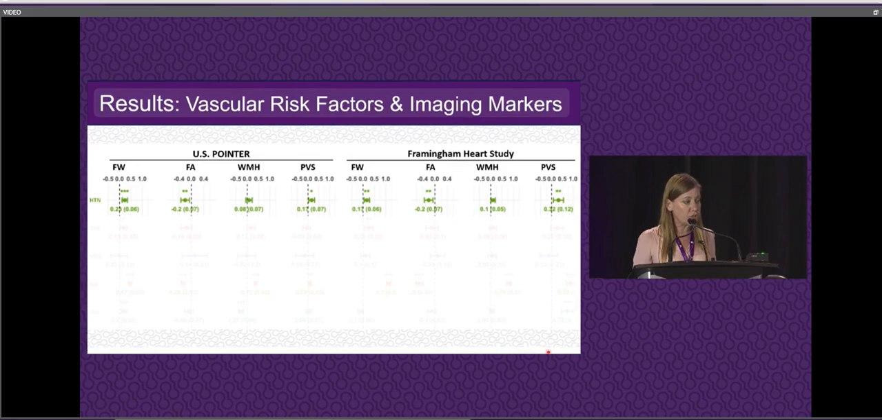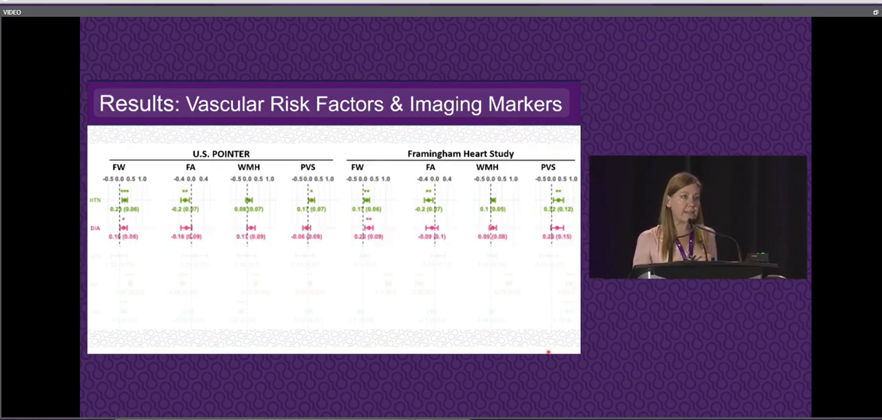So in the next few slides, I'm just going to describe the results of the association between vascular risk factors and all 4 MRI markers, including free water, FA, white matter hyperintensities, and PVS in the US POINTER study and in the Framingham Heart Study. So first, looking at hypertension, we found that hypertensive participants had a higher level of free water, of PVS, and a lower level of fractional anisotropy in both US POINTER and the Framingham Heart Study.